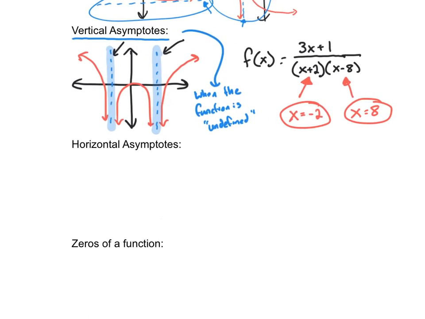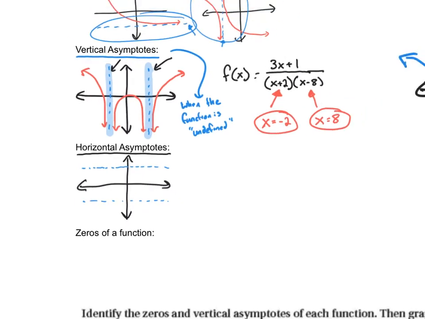Let's talk about horizontal asymptotes. Now, if I did like this, horizontal asymptotes would be going the other way. Now, it could just be one horizontal asymptote. It could be multiple horizontal asymptotes. Or maybe there are no horizontal. Same with vertical. There might be no vertical asymptotes. But we just need to know.